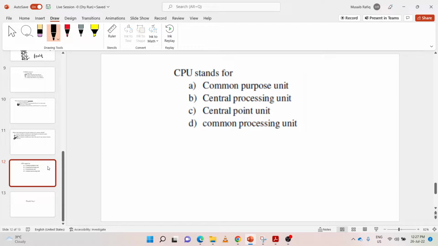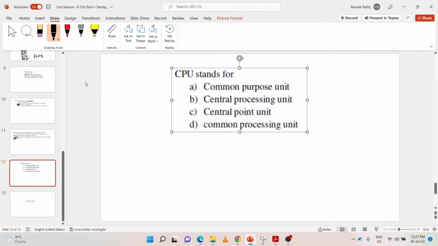And the final question here is another simple abbreviation type question. It says what does CPU stand for? We all know that CPU stands for Central Processing Unit. So you will just tick the option.